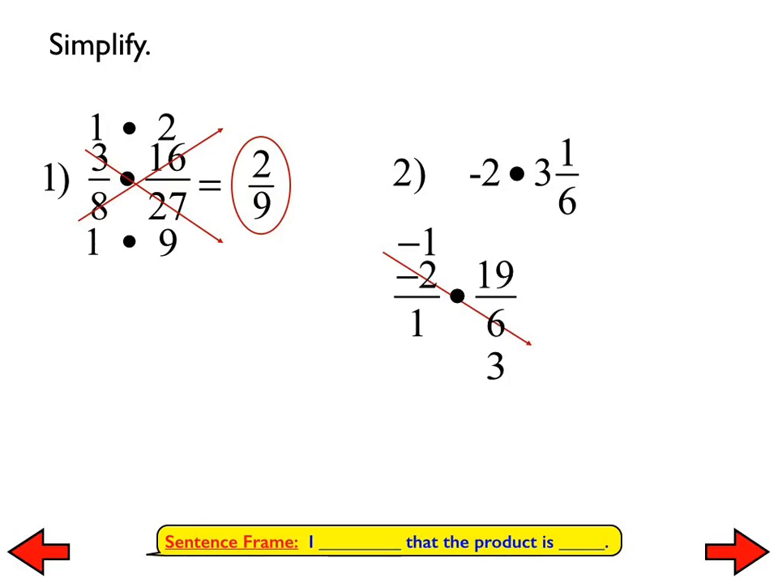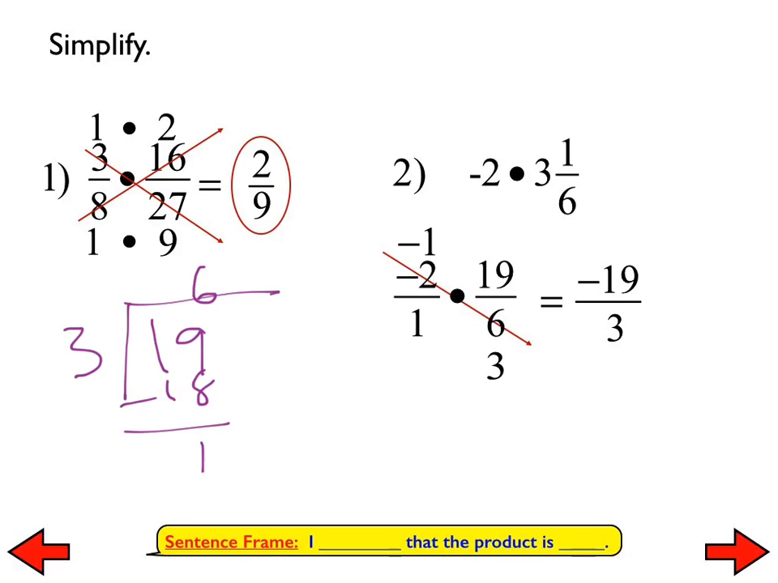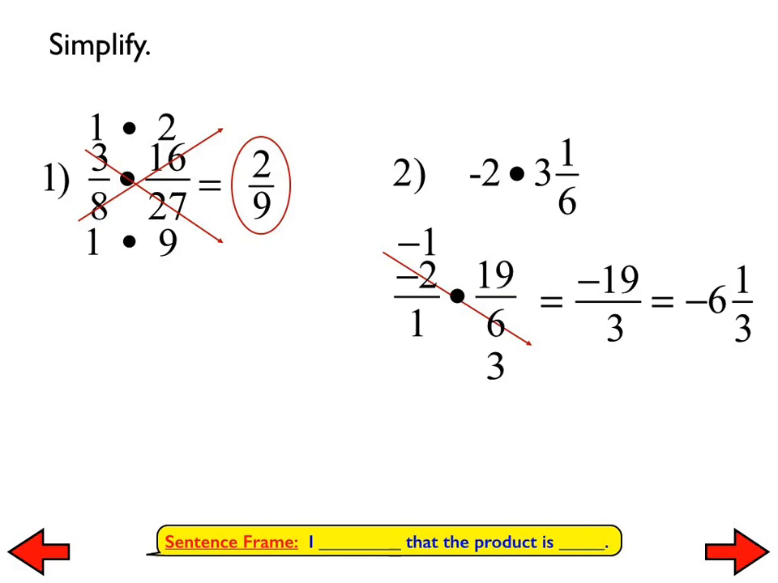I can't do anything on the other diagonal, so now I multiply straight across, and now I have to turn that back into a mixed number. Obviously, the answer will be negative, and if you can't do that in your head, see how many times 3 goes into 19, which is 6 times with a remainder of 1. It's always easier to write our answers as a mixed number. So the product is -6 1/3.